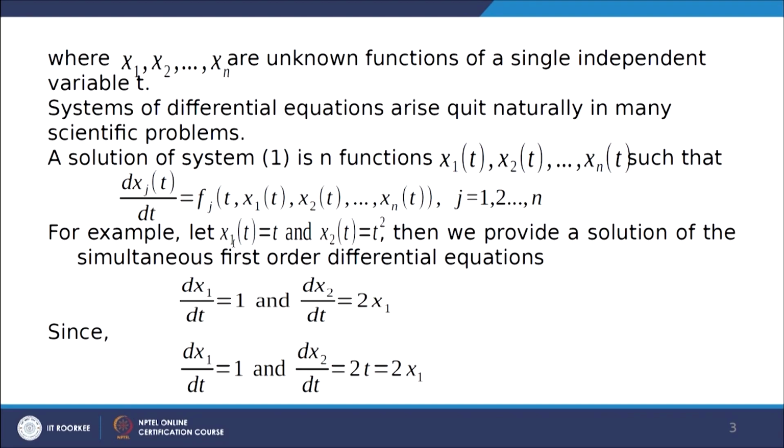How it follows? You can see x1(t) equal to t implies dx1 by dt equal to 1, okay, and x2(t) equal to t square gives you dx2 by dt equal to 2t. Now, t is equal to x1, so dx2 by dt equal to 2x1. Therefore, x1(t) equal to t and x2(t) equal to t square satisfy the system of differential equations of first order dx1 by dt equal to 1 and dx2 by dt equal to 2x1. So, they form a solution of this system of differential equations.